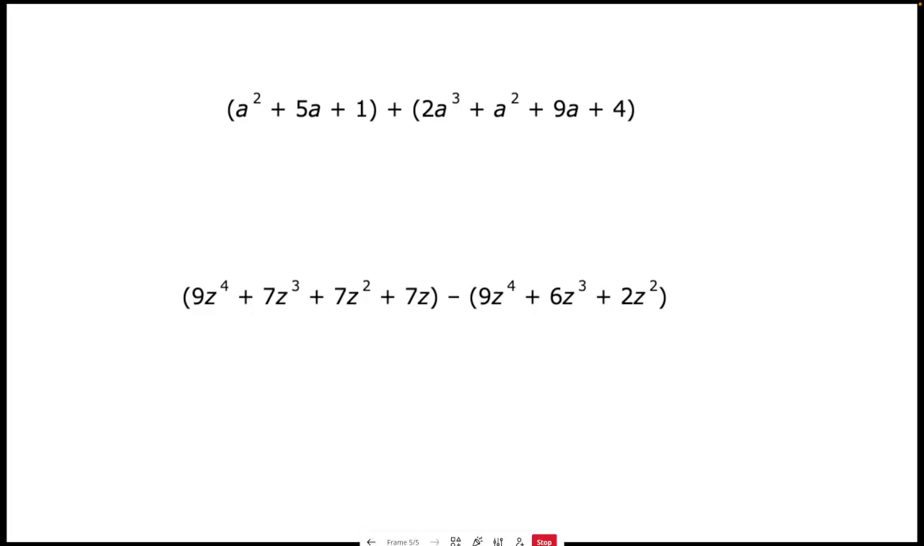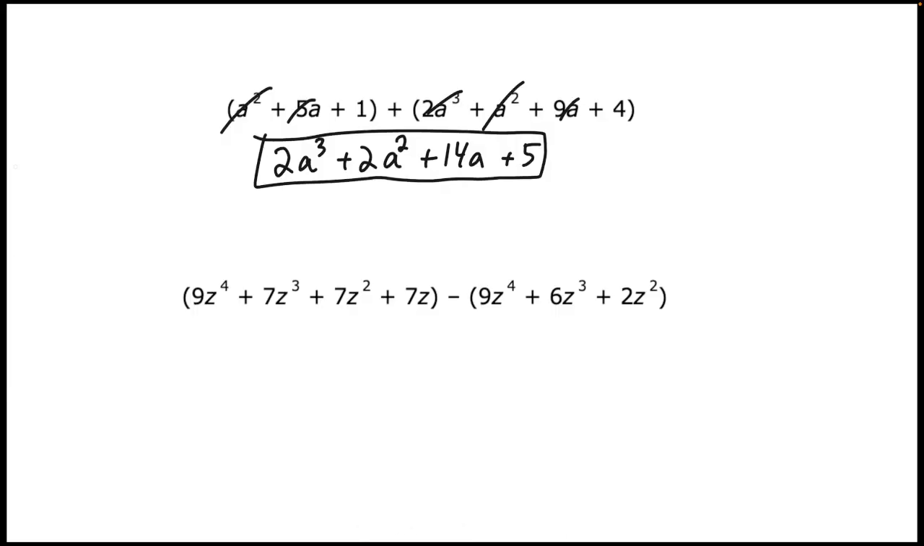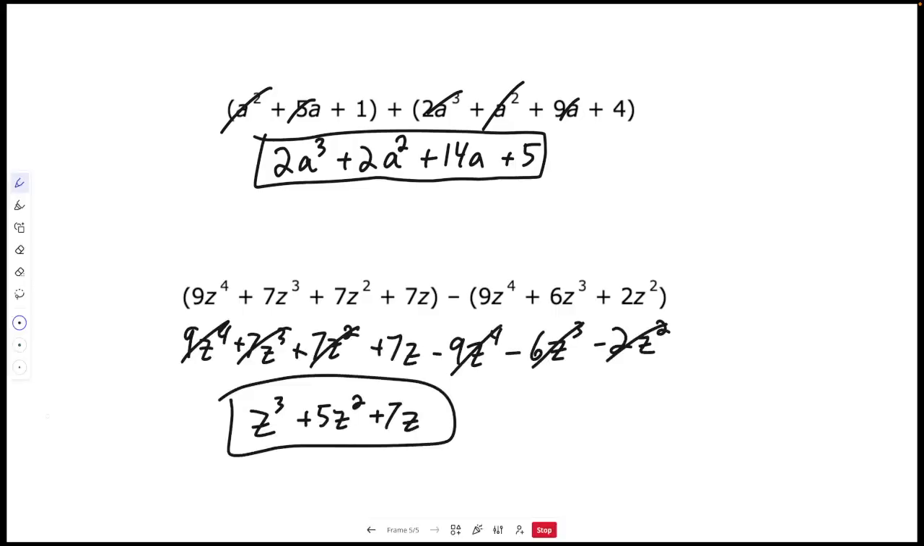Okay, now that you've had time to work these problems, let's check your solutions. For the first problem, you should have gotten 2a to the third plus 2a squared plus 14a plus 5. And for the second problem, you should have gotten z cubed plus 5z to the second power plus 7z. Remember that it's like 1z cubed, you just don't put it. And also note that when you combined the 9z to the fourth and -9z to the fourth, that's 0z to the fourth, which is just zero. That's why it doesn't go in our answer.